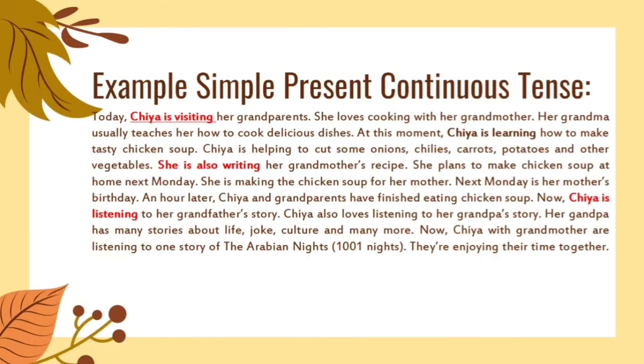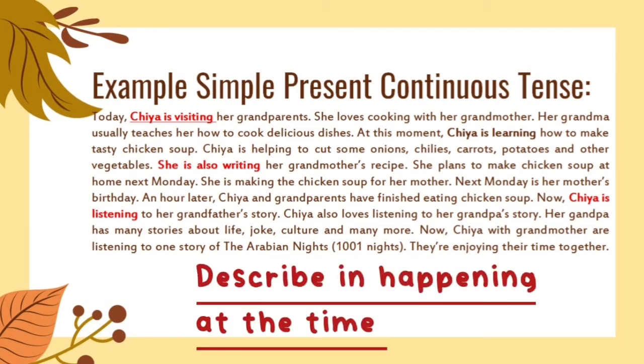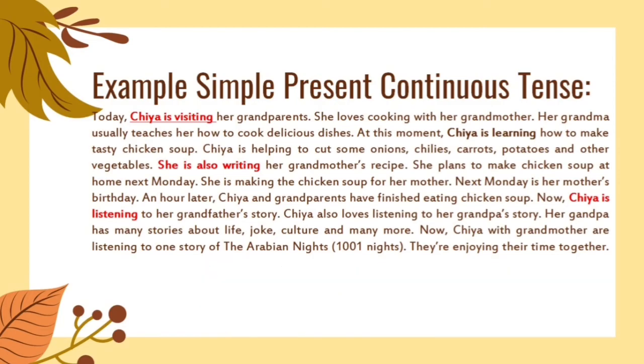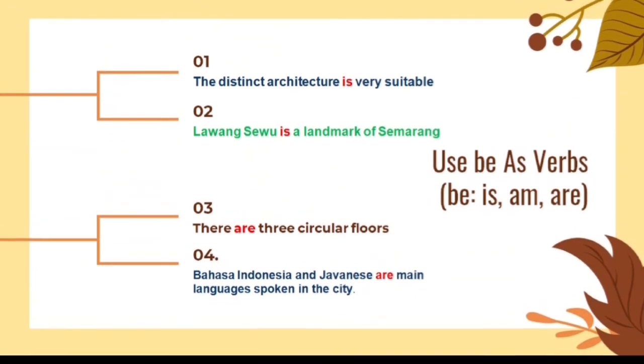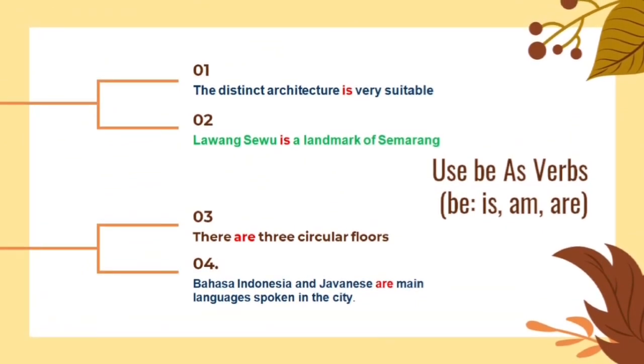Now, take a look at the red underline in another example of descriptive text that explains present continuous. Chia is visiting. She is also writing and Chia is listening. These sentences describe something happening at the time. When we want to write descriptive text, we often use to be as the verb in these sentences. For example, look at the red underline.